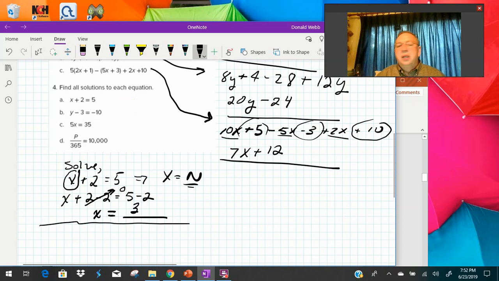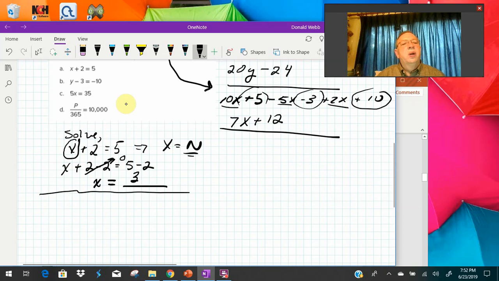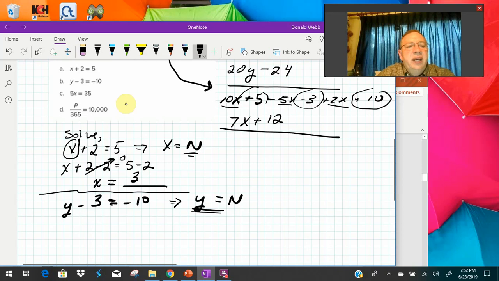So here, let's bring it down just a little bit more. I want to work on this one. y minus 3 is equal to negative 10. So again, I want this time y is equal to some number. Here I want to isolate the y, leave that alone for a while, and I want to get rid of this dangling stuff over here.